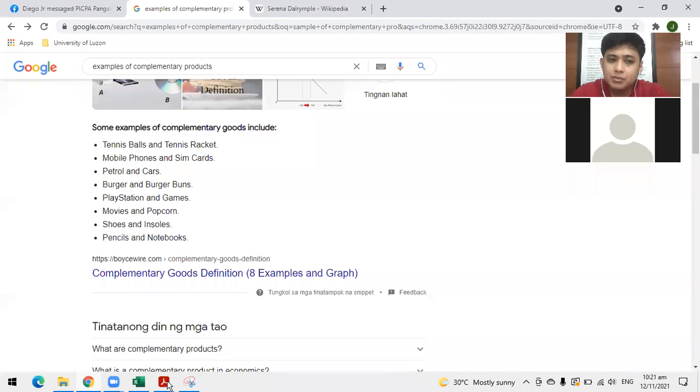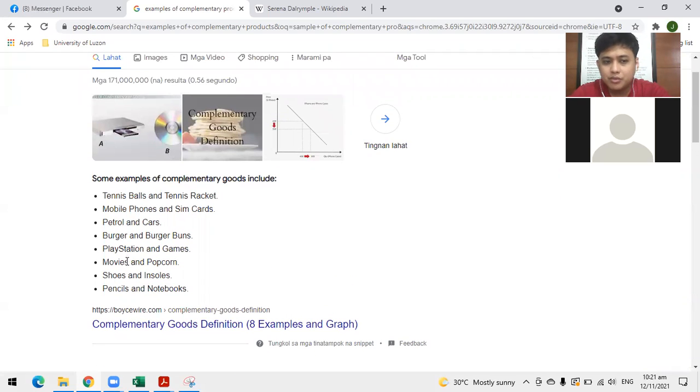Now, once bumaba yung isa, tataas yung number of consumption ng isa. For example, naging mura ang movies. What will happen to the consumption of popcorn? Malamang sa malamang, dadami.